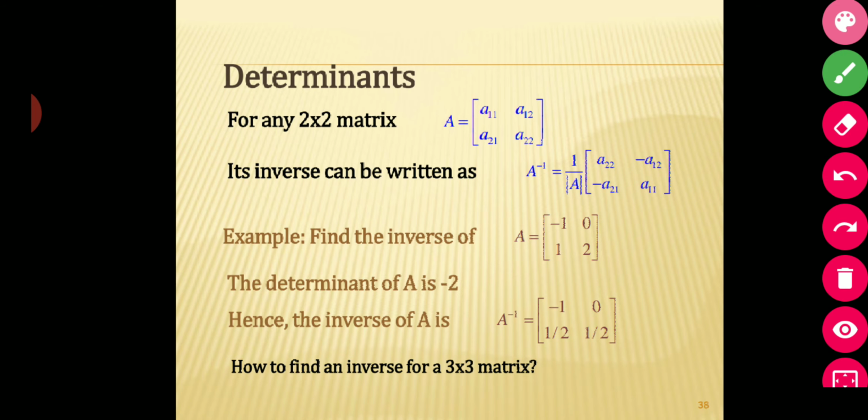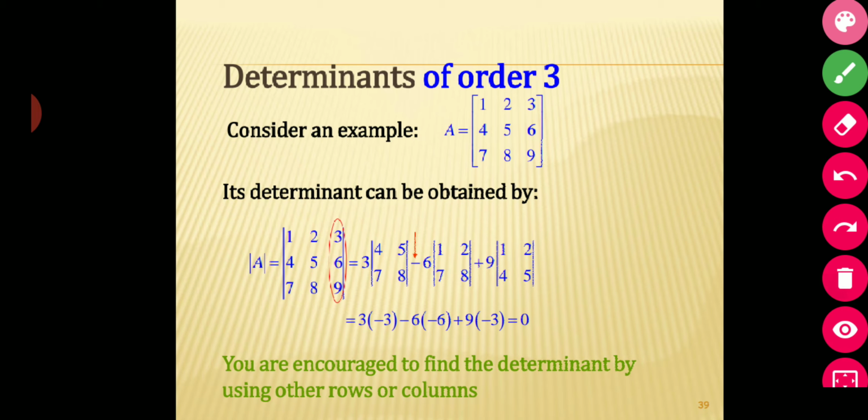Now proceed. Consider an example, A equals this. First, we have to calculate the value of determinant A. You calculate the determinant by expanding along any row or column, the first row or the first column. Here I am expanding this determinant along C3, the third column.